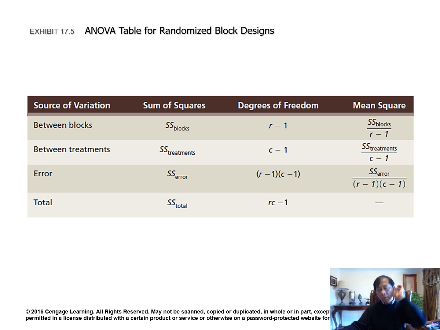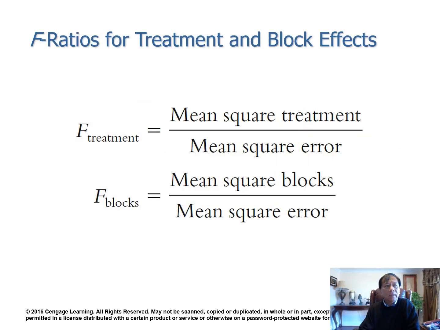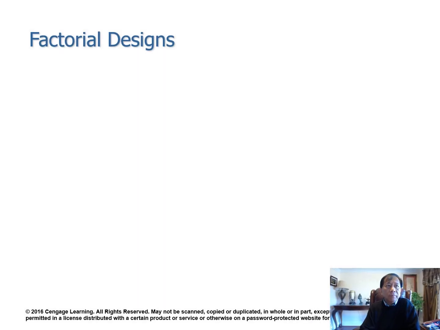These are the corresponding degrees of freedom: R minus 1 for rows, and for columns, the treatment groups, C minus 1, etc. This is the mean square. Then you calculate your F like that. This is your F ratio for the treatment, the mean square treatment divided by the mean square error, and the F statistic for the blocks is the mean square blocks divided by the mean square error. Get your F score, then compare that.